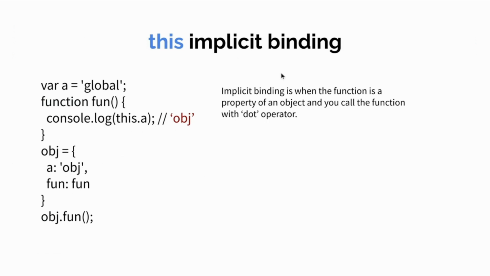Now this is called implicit binding. Since you have not specifically said to bind the value of this to a particular object, this is called implicit binding. The left-hand side of what you call the function with will define the context for this.